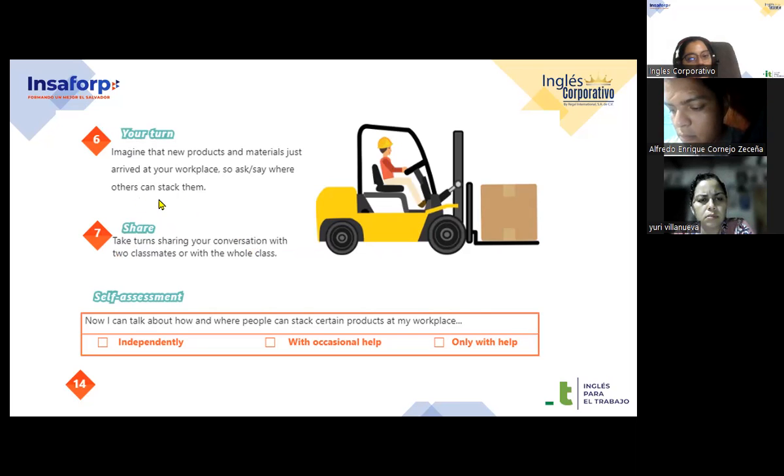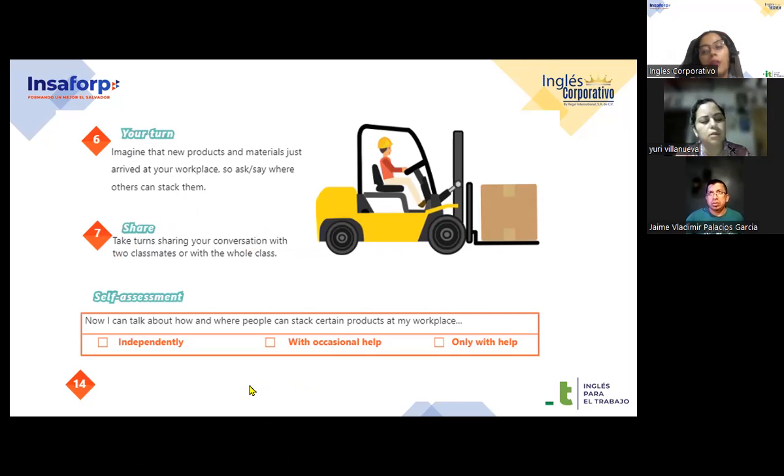What does stack mean? Look in your dictionary. What does a stack mean? Pila. Another meaning? Apilar, amontonar, almacenar.